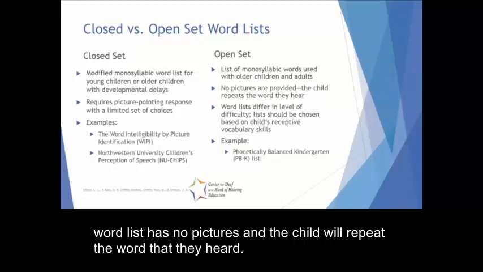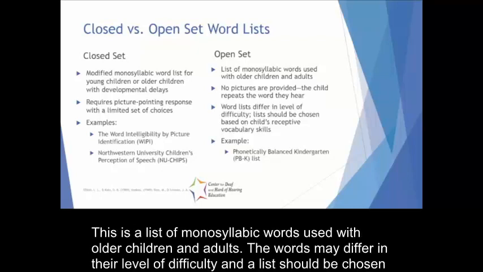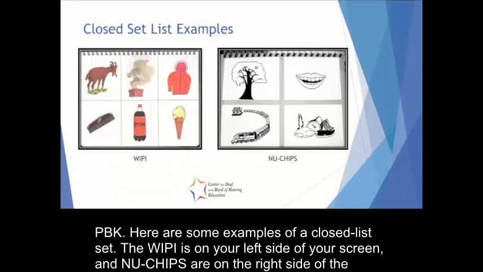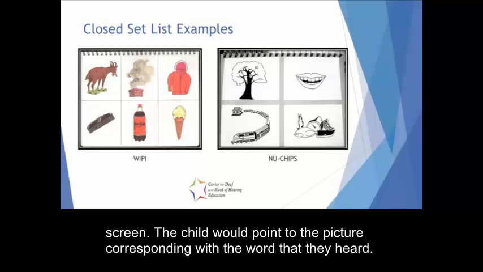An open set word list has no pictures, and the child will repeat the word that they heard. This is a list of monosyllabic words used with older children and adults. The words may differ in their level of difficulty, and a list should be chosen based on the child's receptive vocabulary skills. A good example of this for your students would be a phonetically balanced kindergarten list, or a PBK. Here are some examples of a closed list set. The WIPI is on your left side of the screen, and NU chips are on the right side of the screen. The child would point to the picture corresponding with the word that they heard.